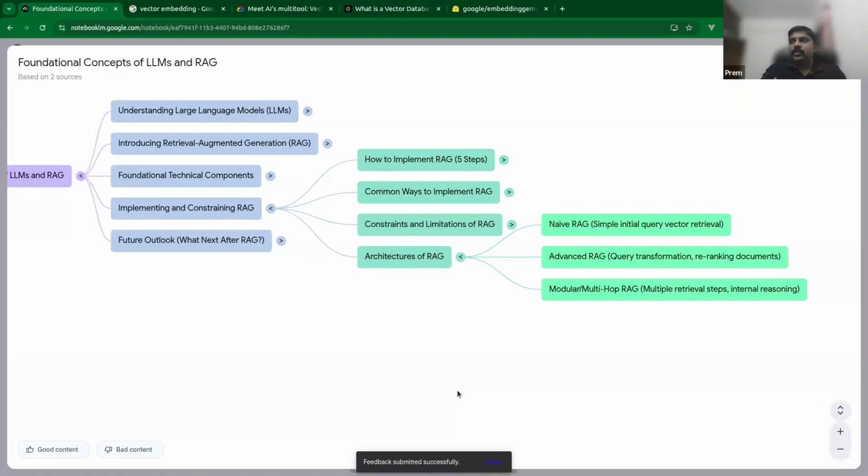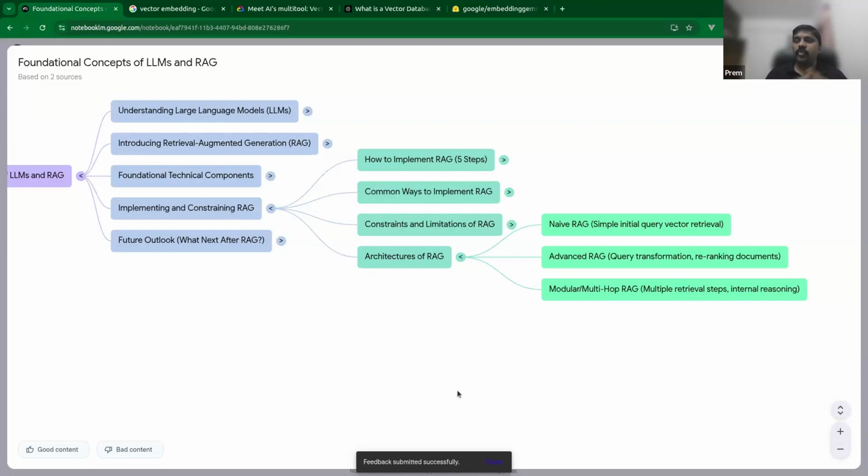Okay. So there are multiple architectures available in RAG. Some three main things are naive RAG, which is a simple initial query retrieving the vector. So this is the first thing you will start with, naive RAG. You have vectors, you have a question, change the question to a vector, get the matching top 10, top 50 records, use it.